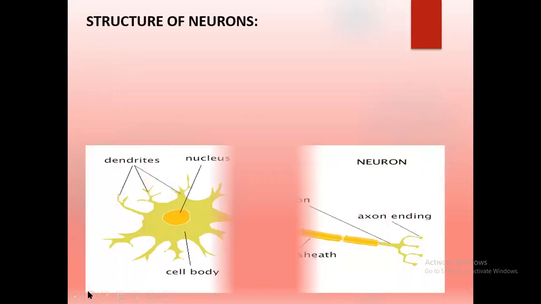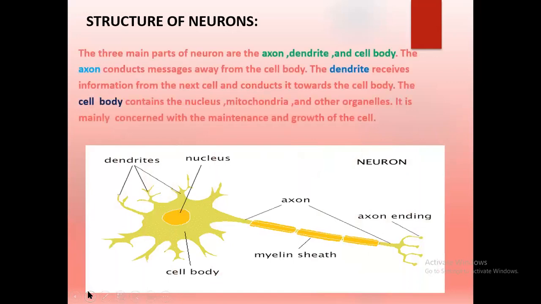What is the structure of neurons? This neuron is a basic and functional unit of nervous system. Neuron consists of three main parts like axon, dendrite and cell body. The axon conducts message away from the cell body and dendrite receives the information from the next cell and conducts it towards the cell body. The cell body contains a nucleus, mitochondria and other organelles. It is mainly concerned with the maintenance and growth of the cell.